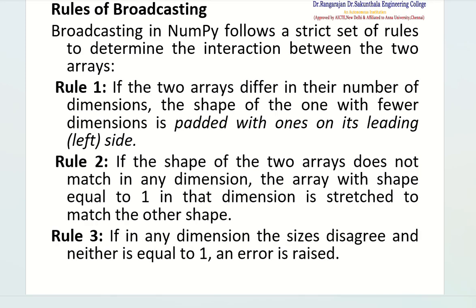We have some rules of broadcasting. Broadcasting in NumPy follows a strict set of rules to determine the interaction between the two arrays. Rule 1 is if the two arrays differ in their number of dimensions, the shape of the one with fewer dimensions is padded with 1 on its leading left side. Rule 2 is if the shape of the two arrays does not match in any dimension, the array with shape equal to 1 in that dimension is stretched to match the other shape. Rule 3 is if in any dimension the sizes disagree and neither is equal to 1, an error will be raised.